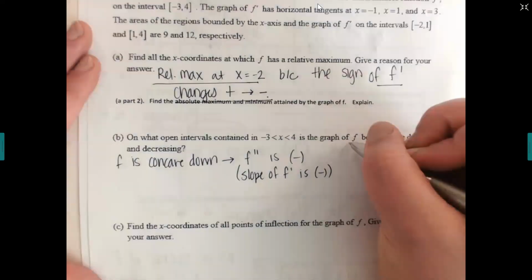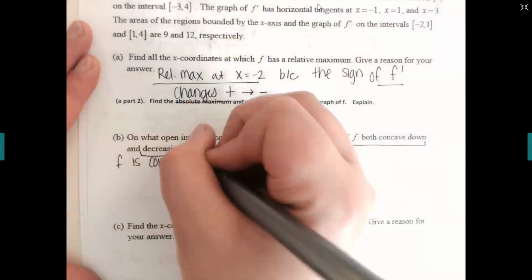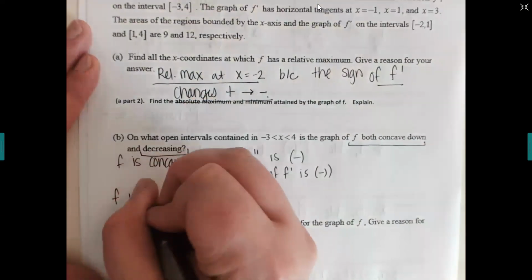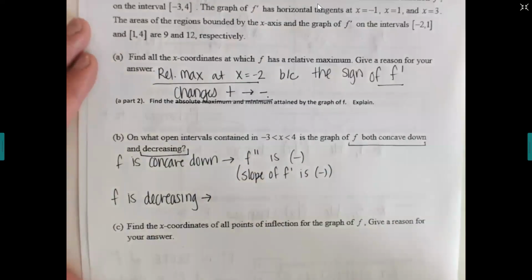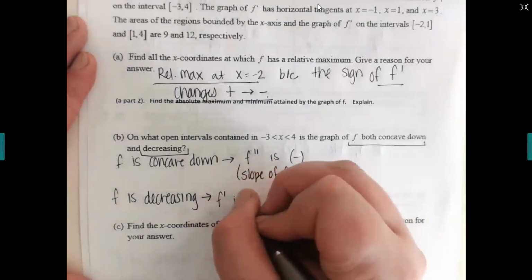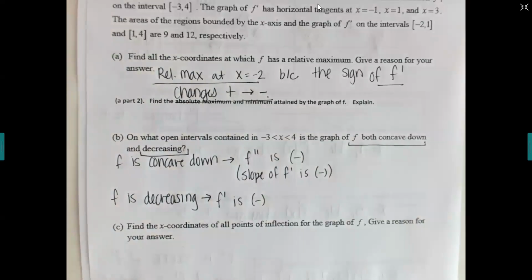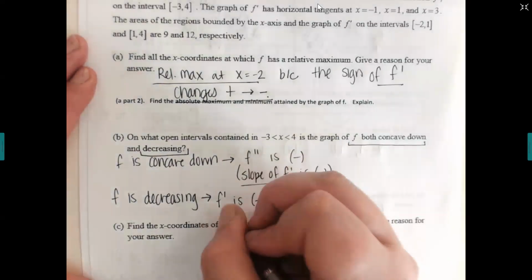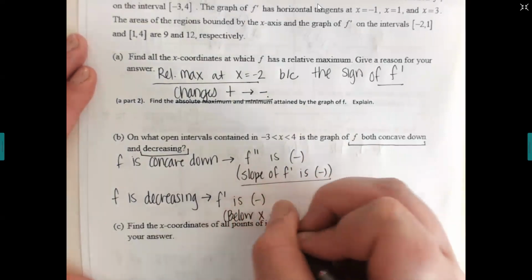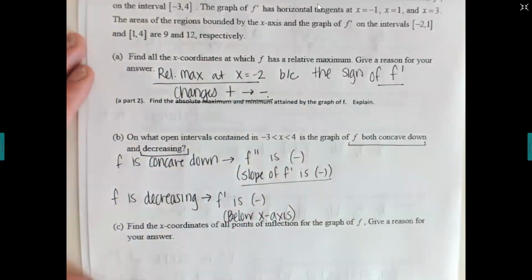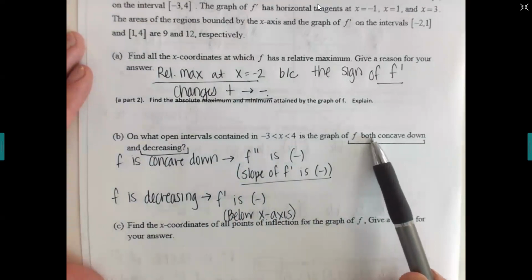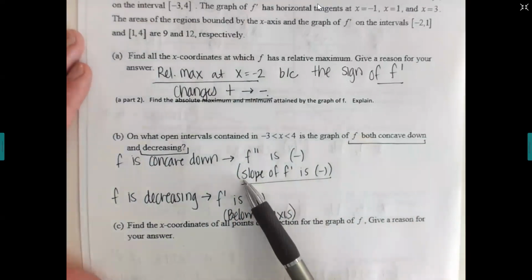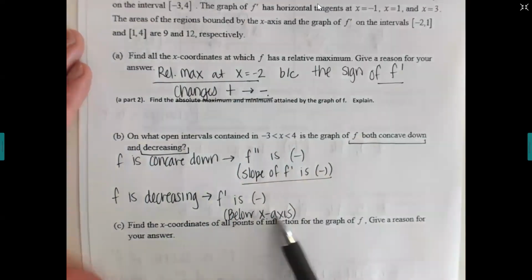Okay, now it says I want F to be concave down and decreasing. How can I make F be decreasing? Less than zero. And what needs to be less than zero? F prime is negative or less than zero, which means where should I be on the graph? Below. Very good. So I need a negative slope and I need to be below the x-axis. Okay. So look at your graph. Also notice it says it has to be both of those. So find the sections of the graph where your slope is negative and you're below the x-axis.